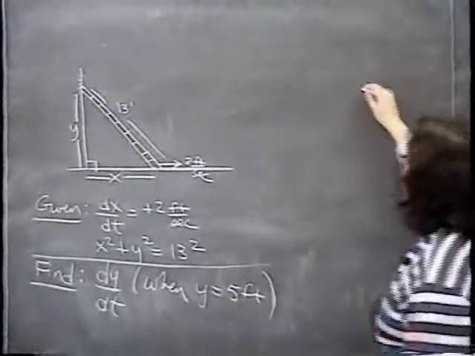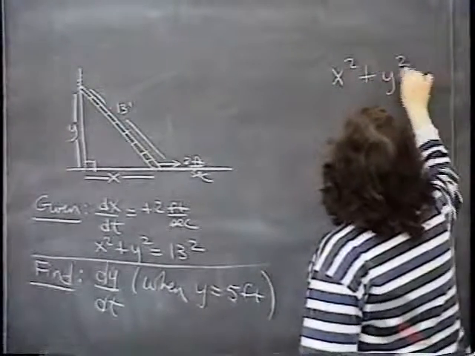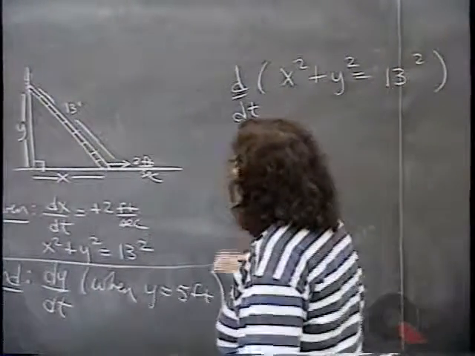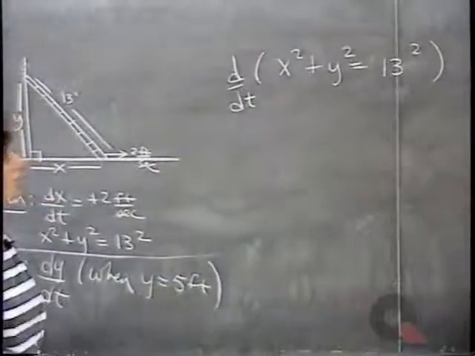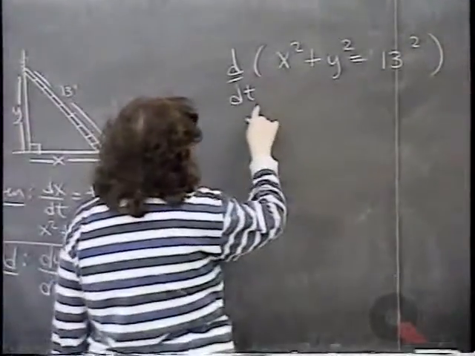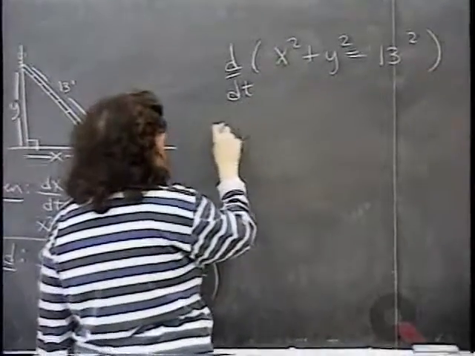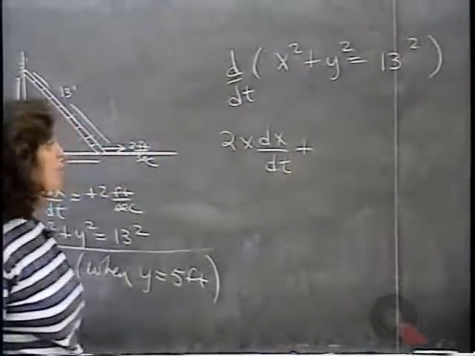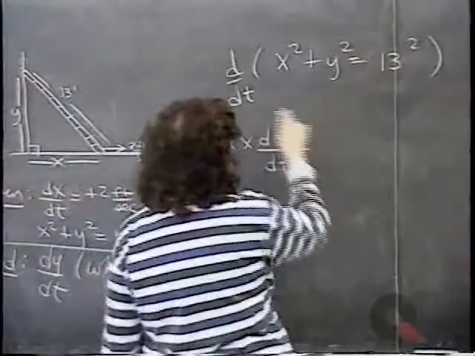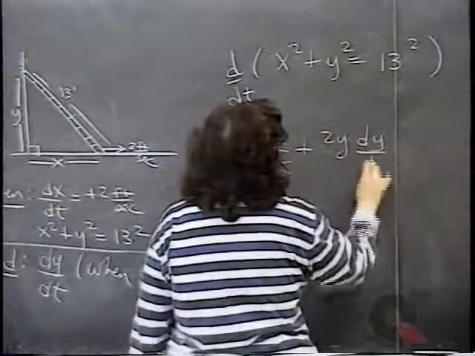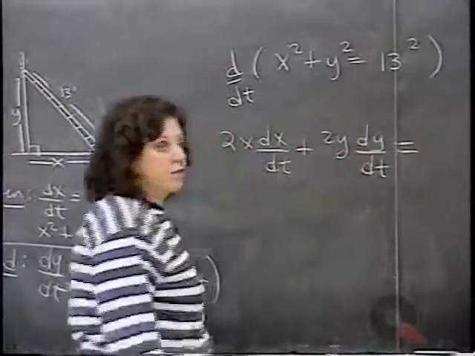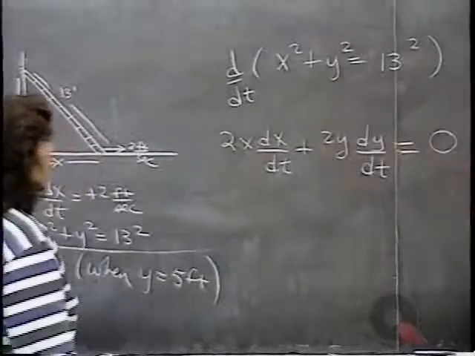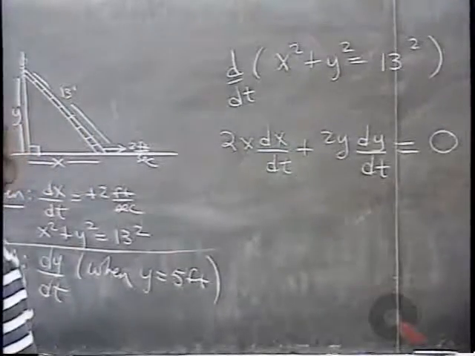Okay, let's take our original equation, x squared plus y squared equals 13 squared, and differentiate both sides of this equation with respect to t. The derivative of x squared with respect to x would be 2x, but with respect to t, it's 2x dx/dt. The derivative of y squared with respect to y would be 2y, but with respect to t, it's 2y dy/dt. And the derivative of 13 squared, of any constant, is going to be 0. So 2x dx/dt plus 2y dy/dt is 0.